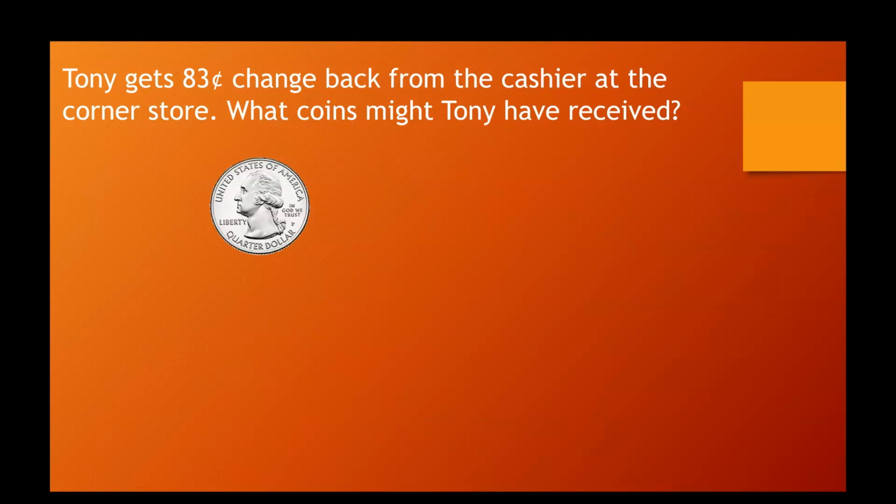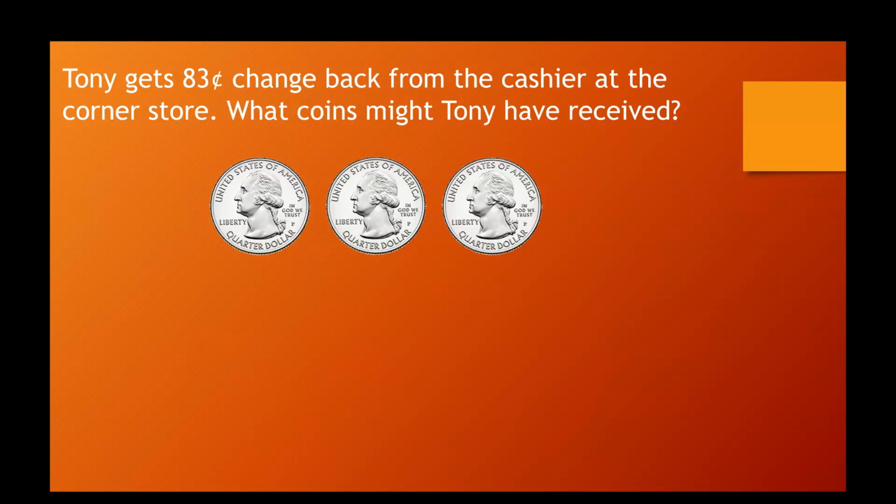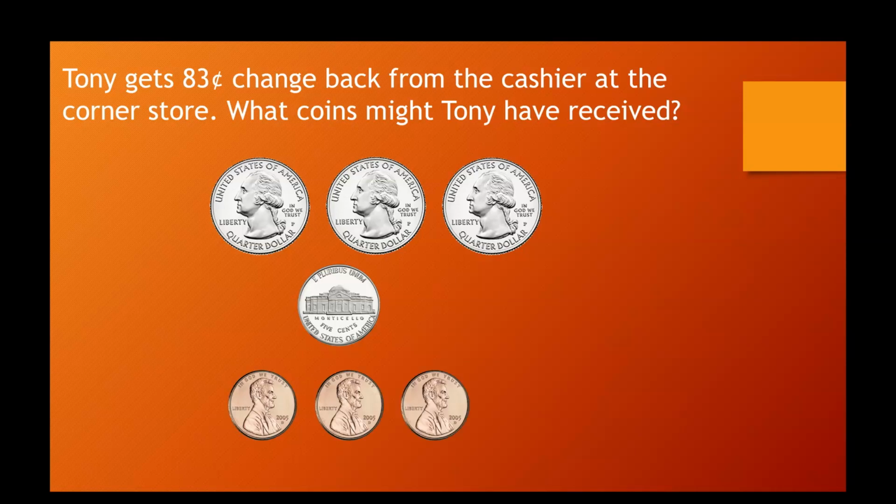Another way is you could do a quarter for 25 cents, another quarter for 50 cents, and another quarter for 75 cents. 3 quarters, 75 cents. Then if I add a nickel, which is 5 more, I have 80 cents. And then I add 3 pennies and I have 83 cents. So there are multiple. You can represent a specific amount of money just using different coins.